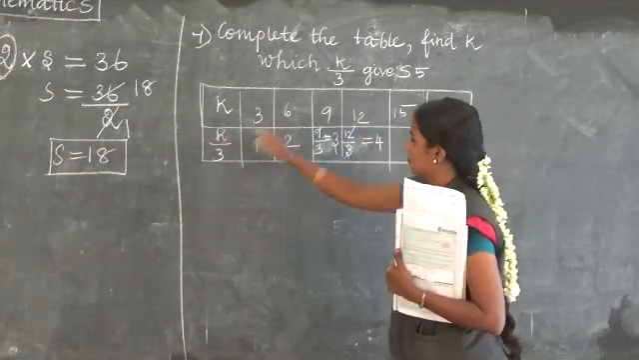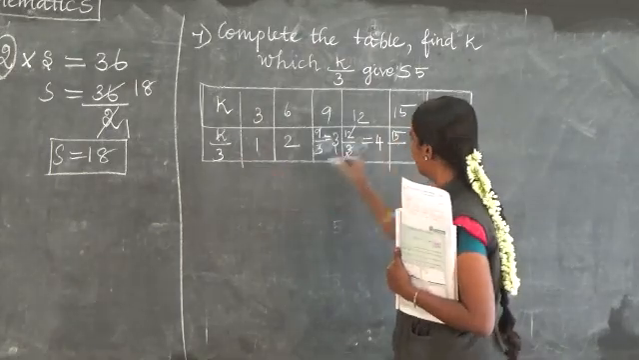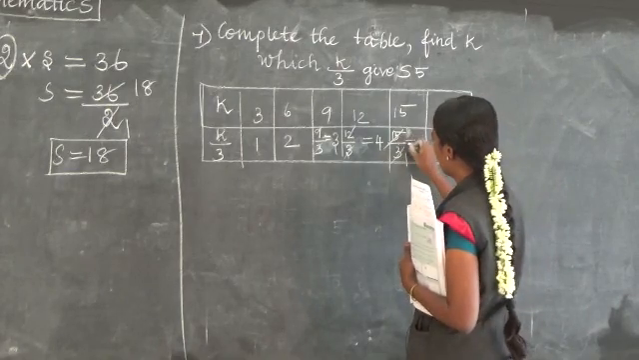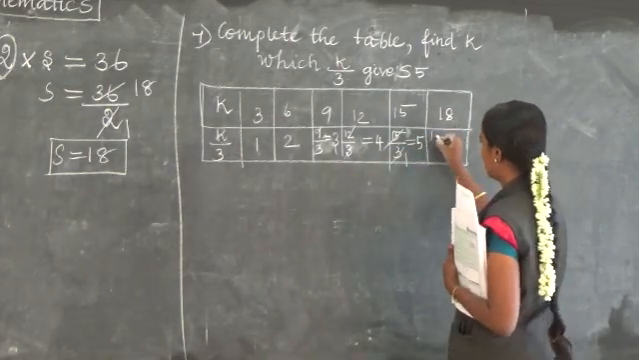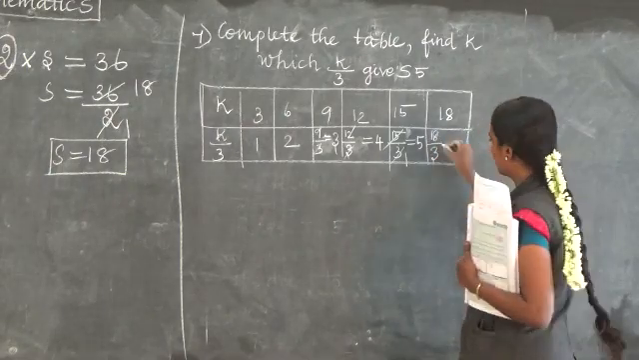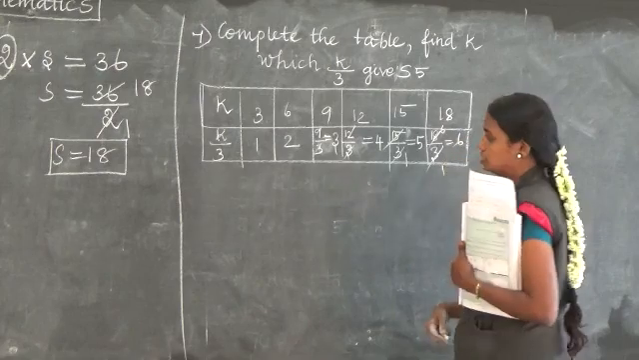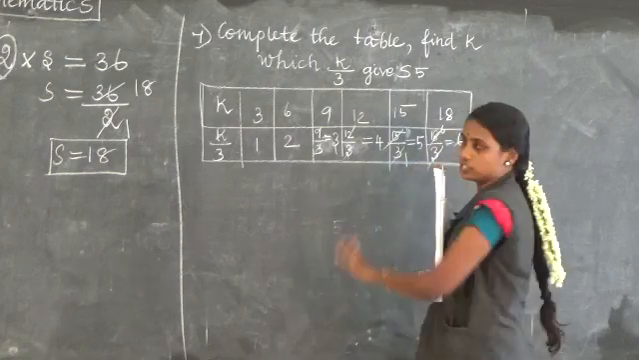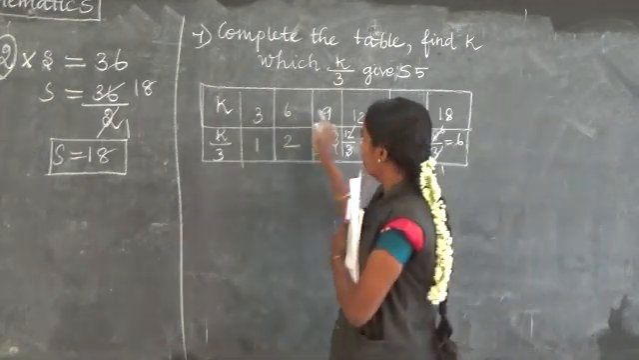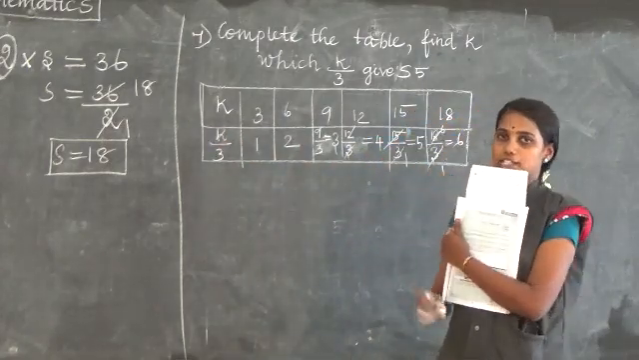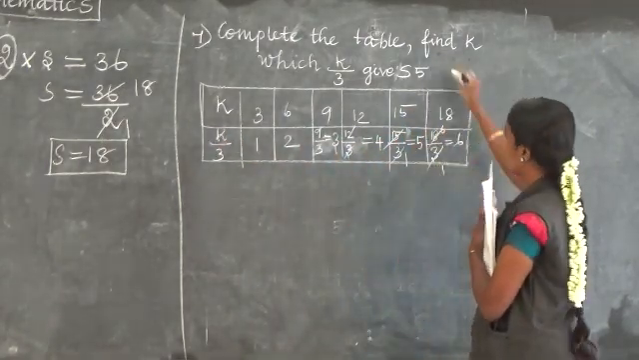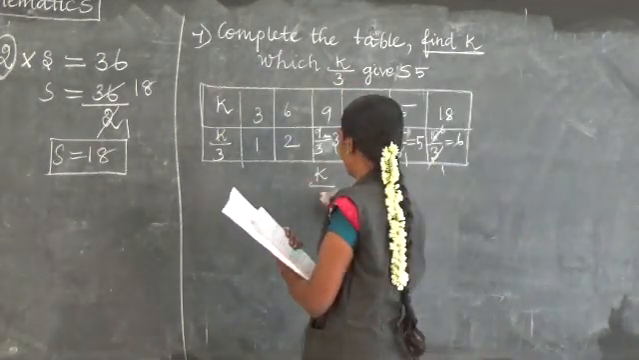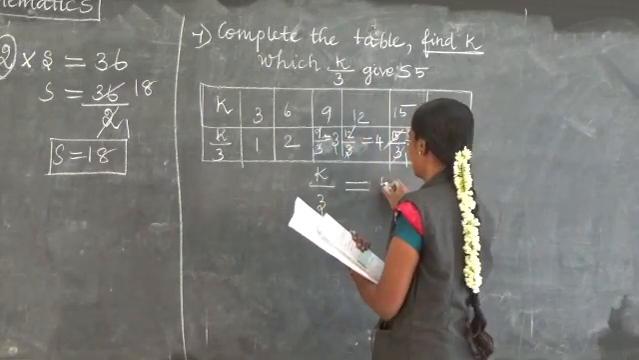Likewise, instead of k, apply 15 by 3. 3 ones are 3, 3 fives are 15, so 5 times. Likewise, k value is 18. 18 by 3, 3 sixes are 18. So the answer is 6. So we completed the table: 1, 2, 3, 4, 5, 6. Clear, everyone? Apply the given value and cancel it. Now we completed the table. Next the question is find the k value where k by 3 gives, which means which sign? Equal, 5.